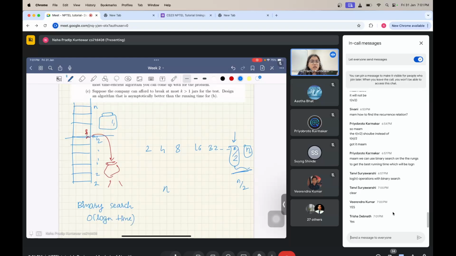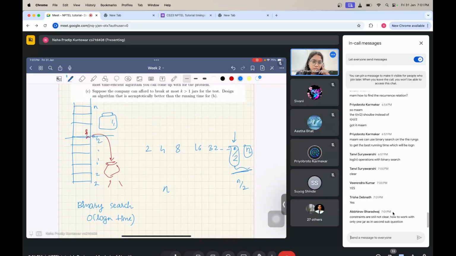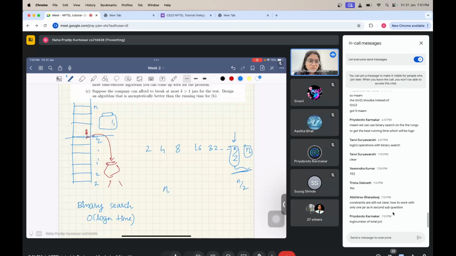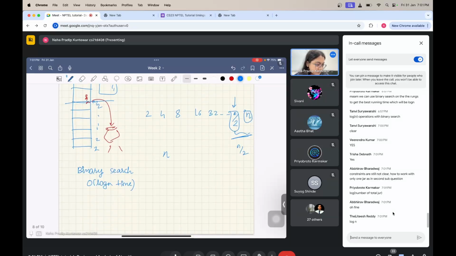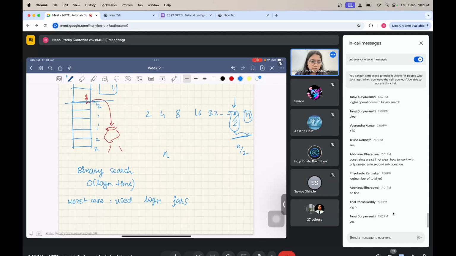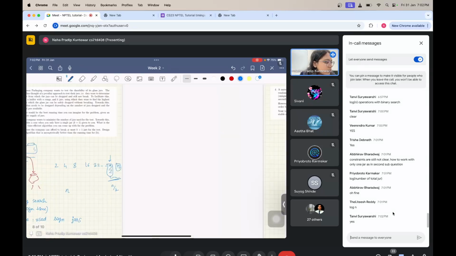Okay, so now the question is, in the worst case, how many jars would you have broken? I'm coming to that. For now I'm only talking about part A. In part A, in this binary search algorithm, how many jars did we break? In the worst case, we would have used log n many jars. Is this fine with everyone? Are we good so far? Okay, good.